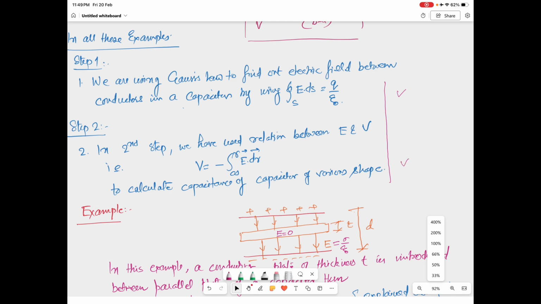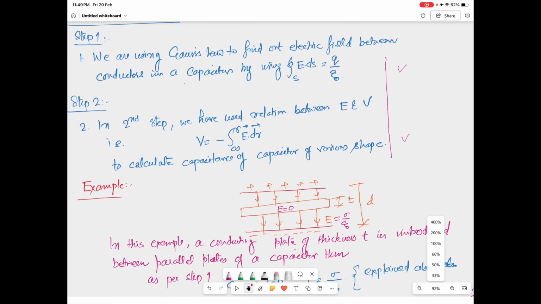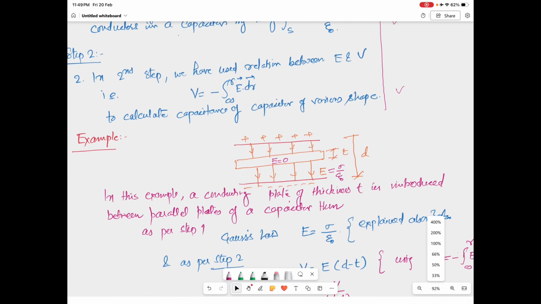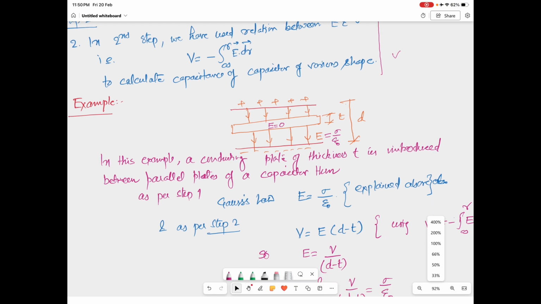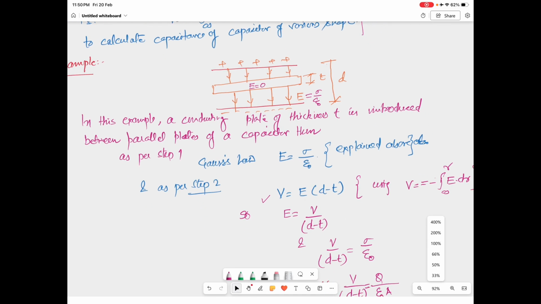My idea was to explain that I have fundamentally used these steps to find the capacitance of capacitors of different shapes. To understand this, I have taken one more example. Here it is a parallel plate capacitor. In between I have introduced a conducting plate which has a thickness T. So when I introduced this, what is happening? The electric field inside the conductor becomes 0, outside it is sigma upon epsilon naught. So the relation between V and E becomes E times (D minus T), because E inside the thickness T is 0. So V will become E times (D minus T) by using the same formula.